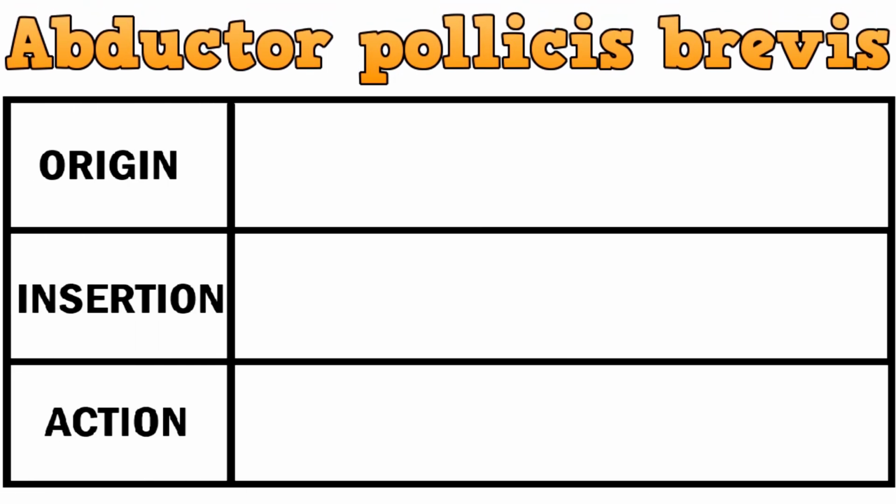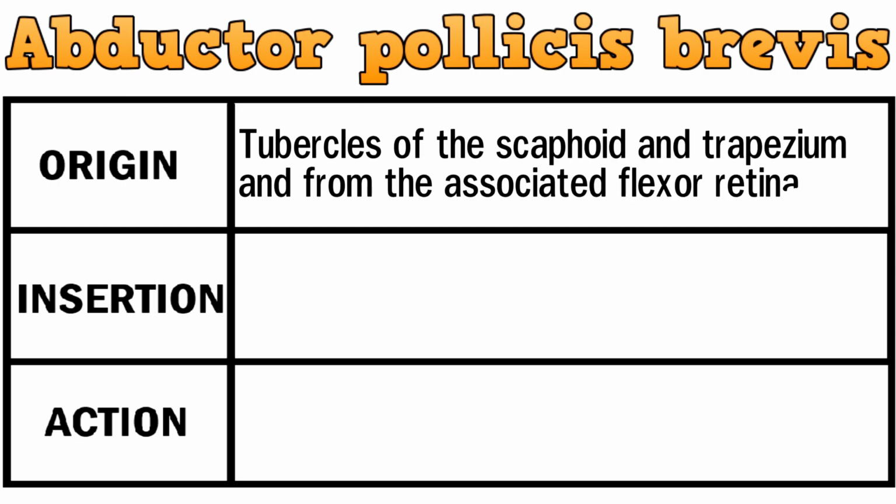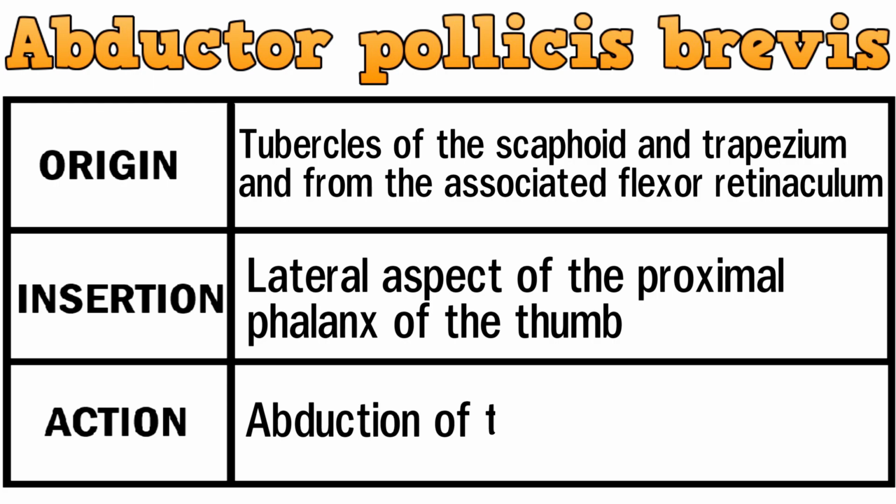Next muscle is the abductor pollicis brevis. This muscle originates from the tubercles of the scaphoid and trapezium and from the associated flexor retinaculum. The muscle gets inserted to the lateral aspect of the proximal phalanx of the thumb. Again, as the name suggests, the action of the muscle is abduction of the thumb.